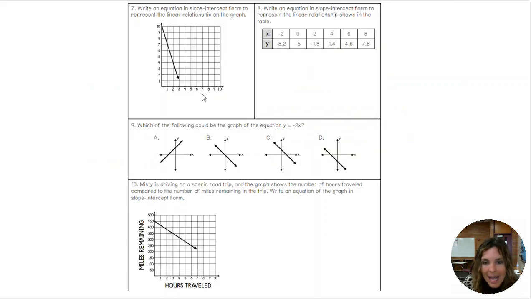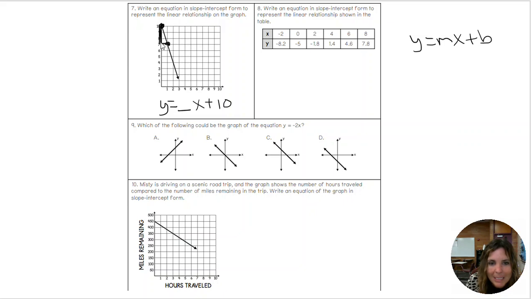Okay, and then the last 4 questions. In order to write an equation in slope-intercept form, you need a slope and you need a y-intercept. So the y-intercept for this line right here is 10. And now we need to find a slope. So we pick 2 points on the line, we count the slope. To go from here to here, I draw in my slope triangle. We're going down 3 to the right 1. -3 over +1 makes a -3. That is the equation.